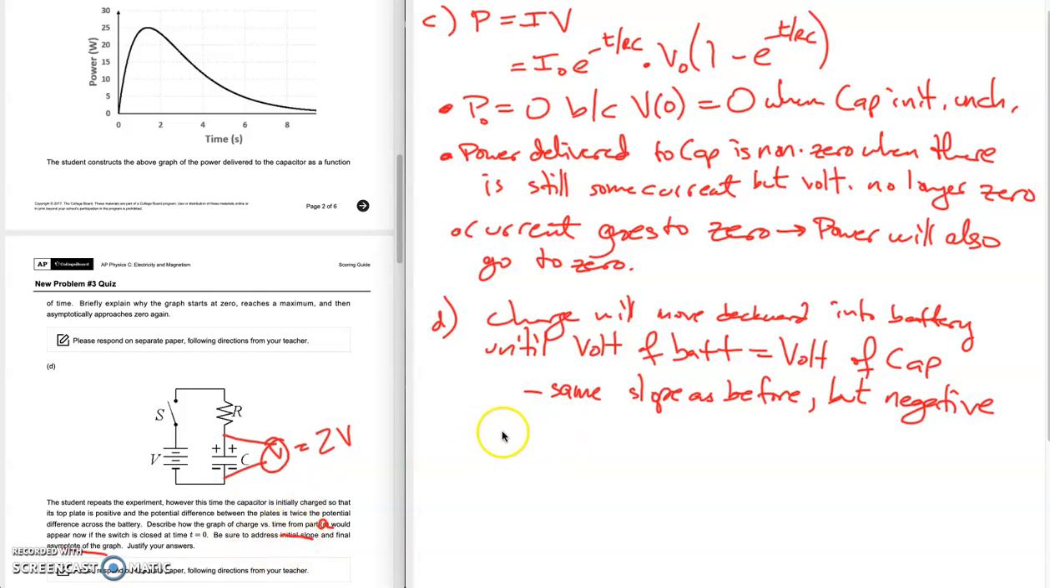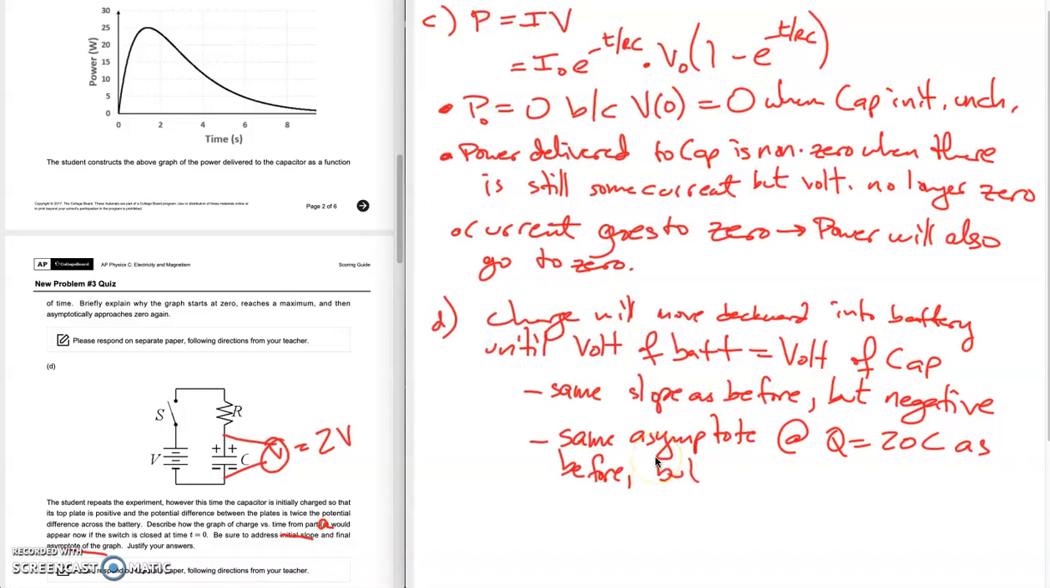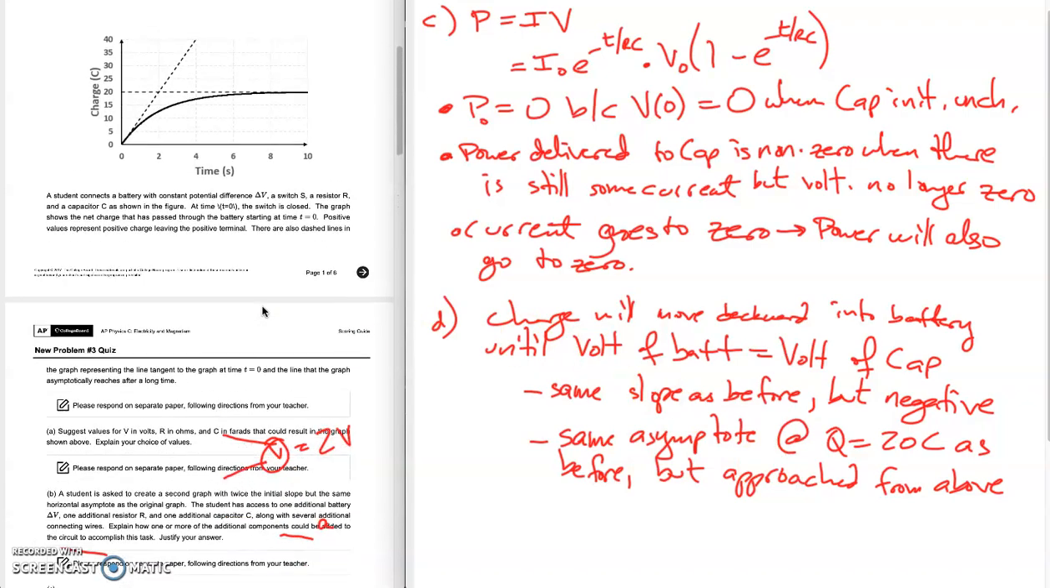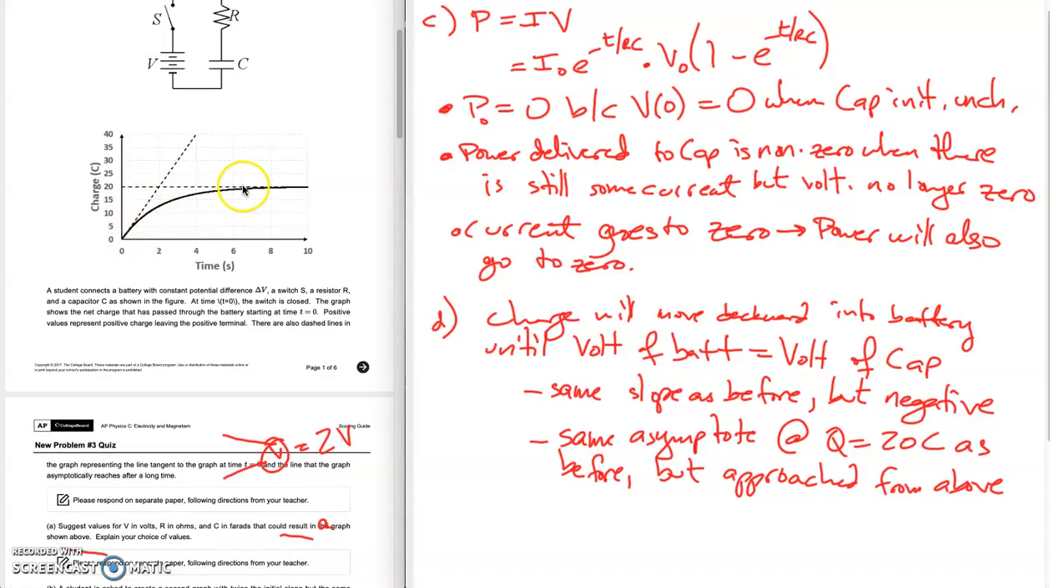The final asymptote comes when the voltages are equal. So we will have the same asymptote at Q equals 20 coulombs as before, but it will be approached from above, whereas before it was being approached from below. So if you take a look at this, the asymptote is being approached from below.